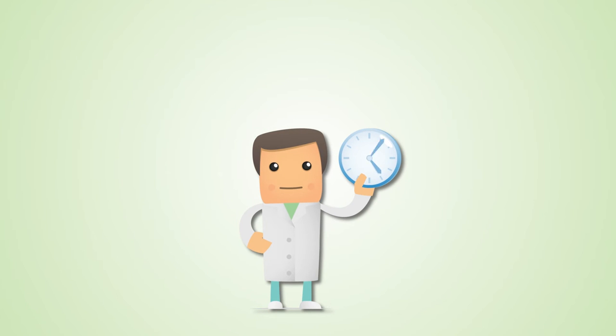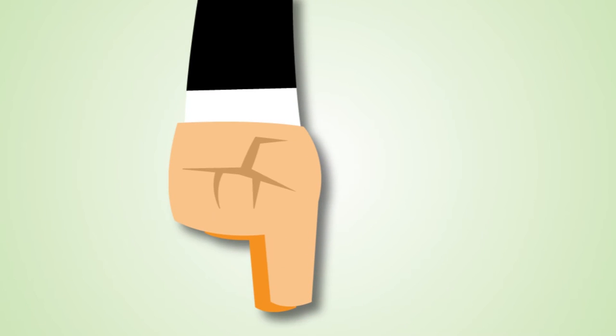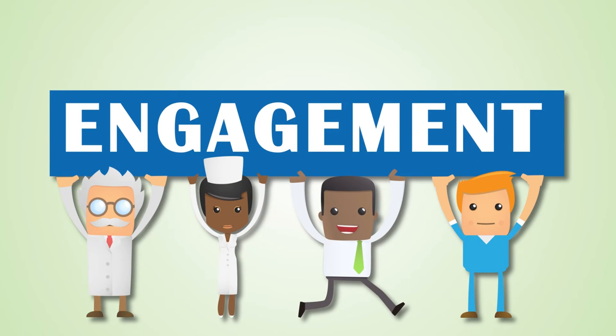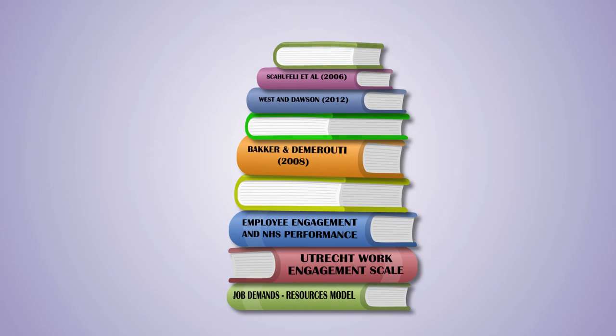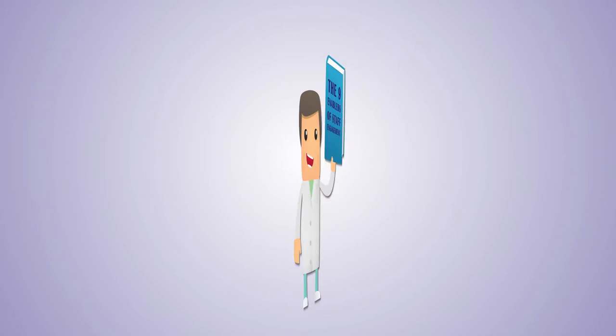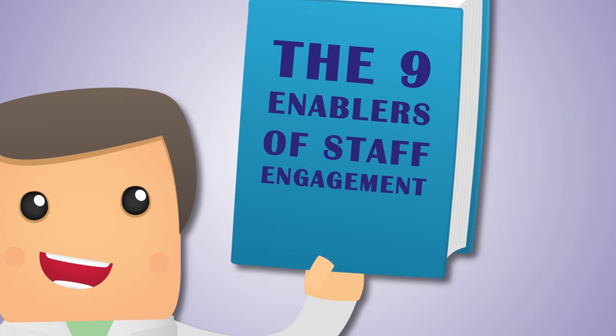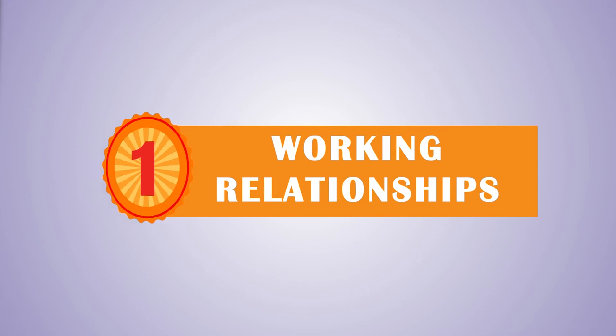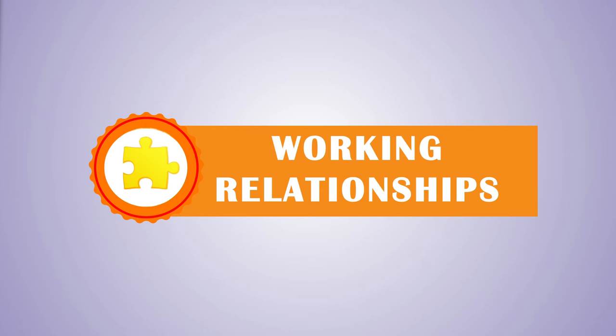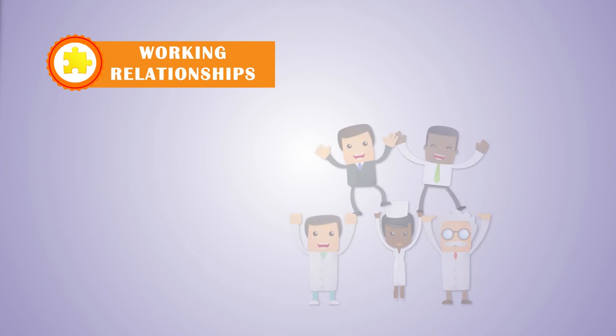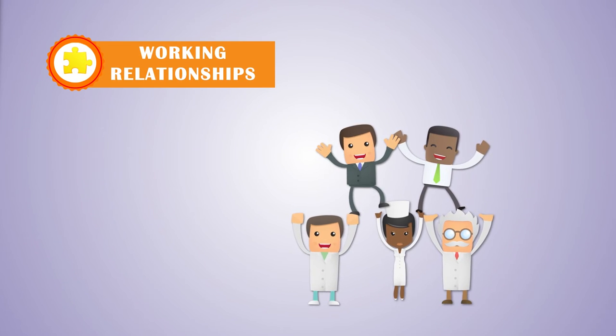Staff engagement isn't something that can be dictated from above. Instead, it must be nurtured within the team. So, how can we do this? Research shows there are several ways we can directly influence staff engagement within an organisation. We like to call these the 9 enablers of staff engagement. Enabler 1, working relationships. Positive working relationships with your line manager and colleagues ensure that you have the support you need to do your job effectively.